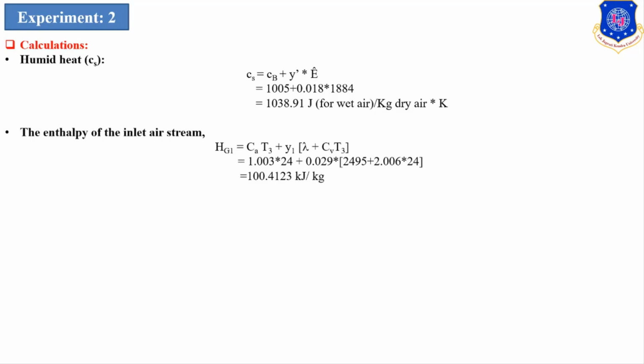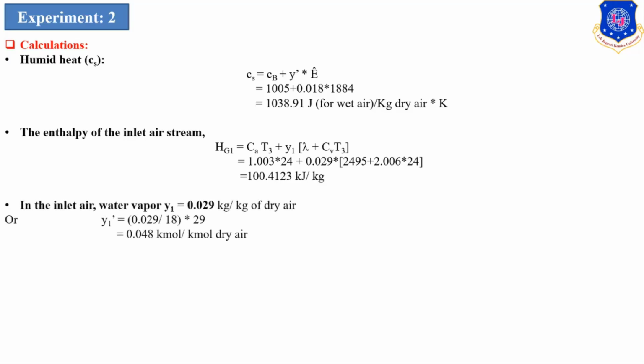Then the enthalpy of inlet air stream, that is Hg1, which is equal to Ca into T3 plus Y1 into lambda plus Cv into T3. Okay, and so it will be 100.4123 kilojoule per kg. Then for inlet air, the water vapor Y1 will be 0.029 kg per kg of dry air, but in terms of mole it will be 0.048 kilomole per kilomole of dry air.